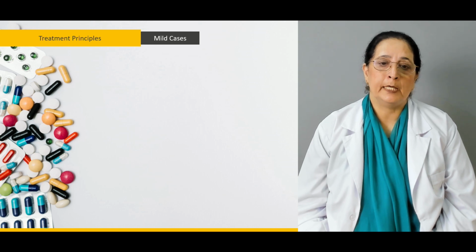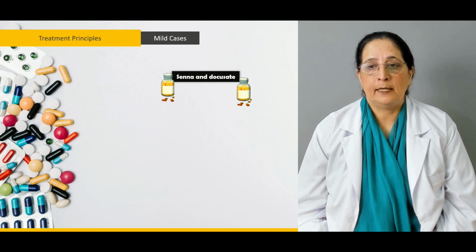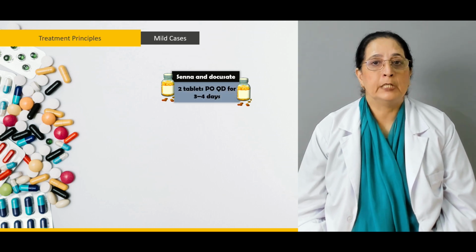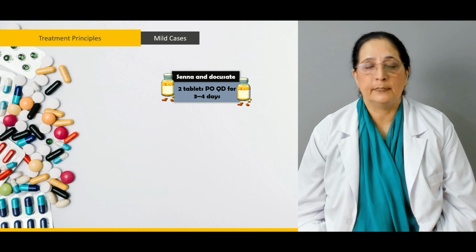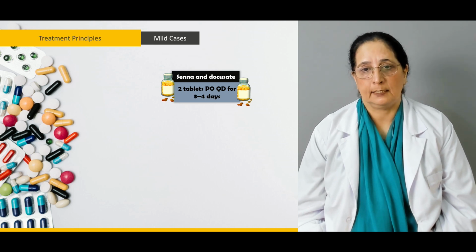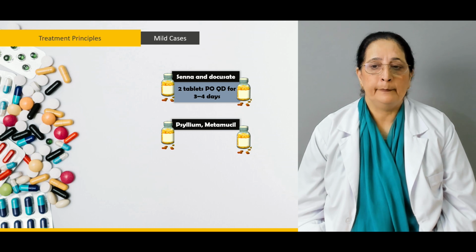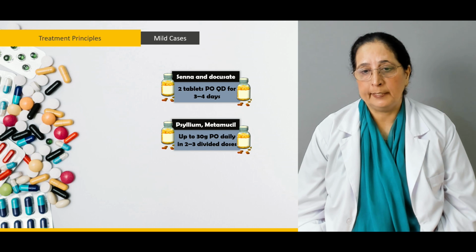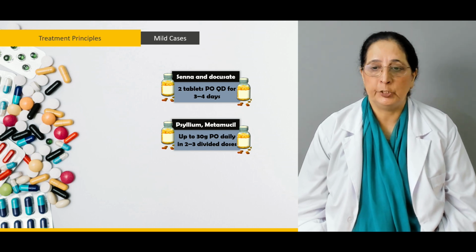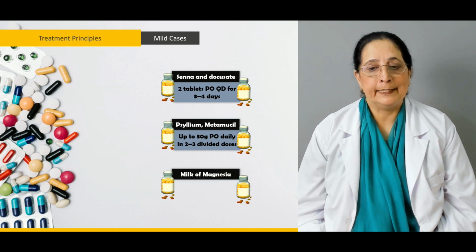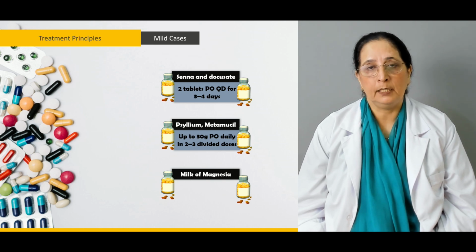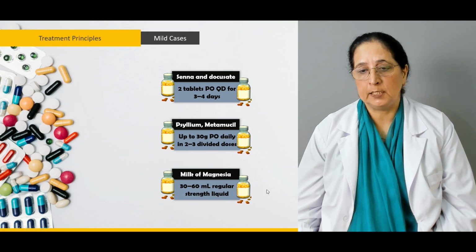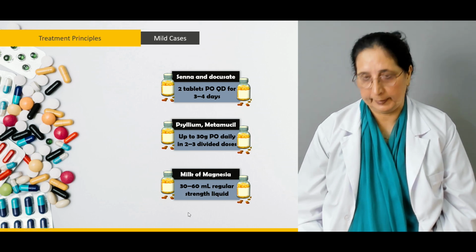Treatment principles. In mild cases: senna and docusate, 2 tablets per oral 4 times a day for 3 to 4 days; psyllium, Metamucil, up to 30 gram per oral daily in 2 to 3 divided doses; milk of magnesia, 30 to 60 ml regular strength liquid. So all these are the treatment options for the mild cases.